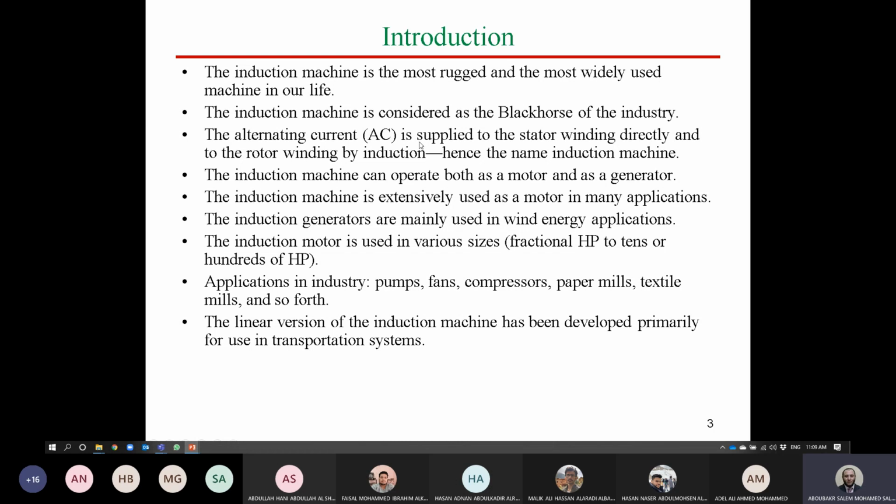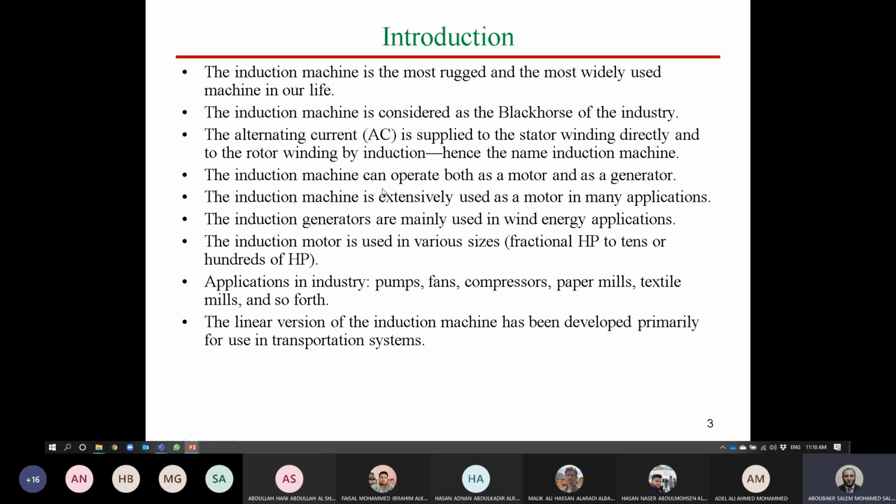The alternating current is supplied to the stator winding directly and to the rotor winding by induction. This is why, guys, we said it's an induction motor, because it has only a single supply, and the rotor circuit is supplied by induction, by self-induction. So there is no supply for the rotor circuit, and this is an advantage for this type of motor. Hence, the name induction machine comes from this theory.